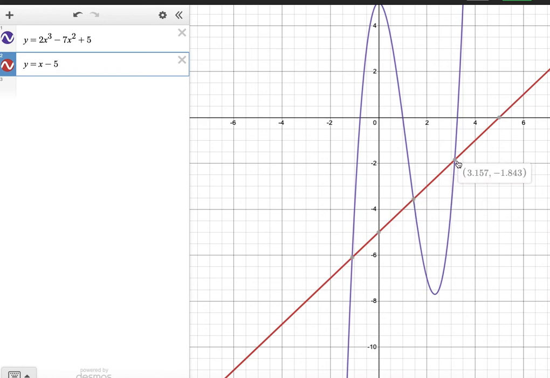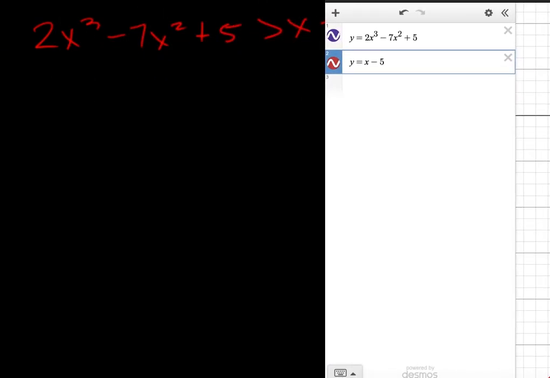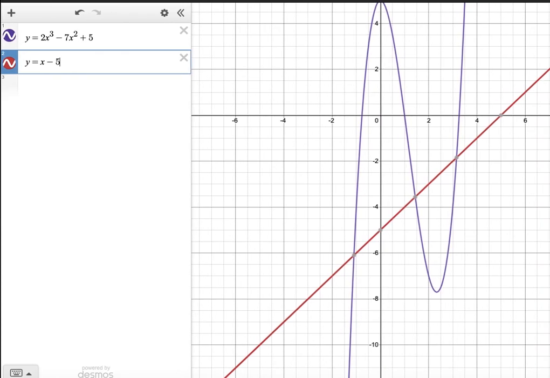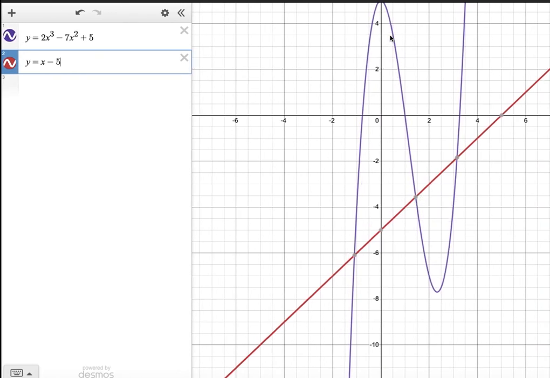So we see, remember the original was greater than. So we want to know when the purple is above the red. And so we see that the purple is above the red when we're in between these 2 points, and then when we're to the right of this last point. So that's really all we need to say. We just look at the x values.